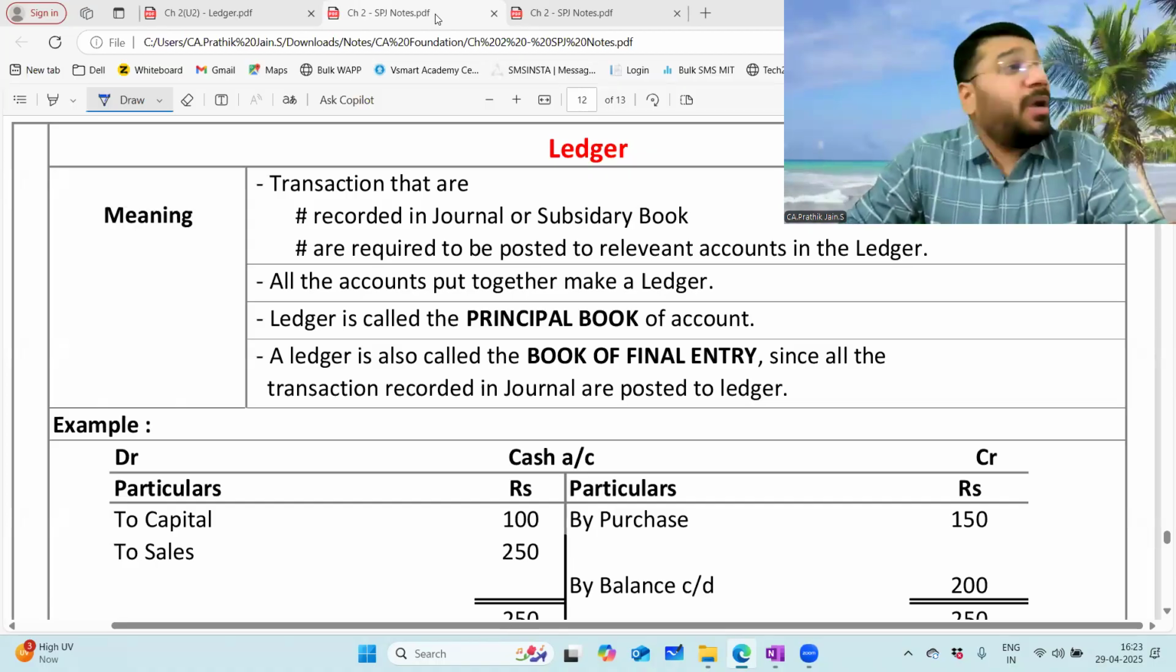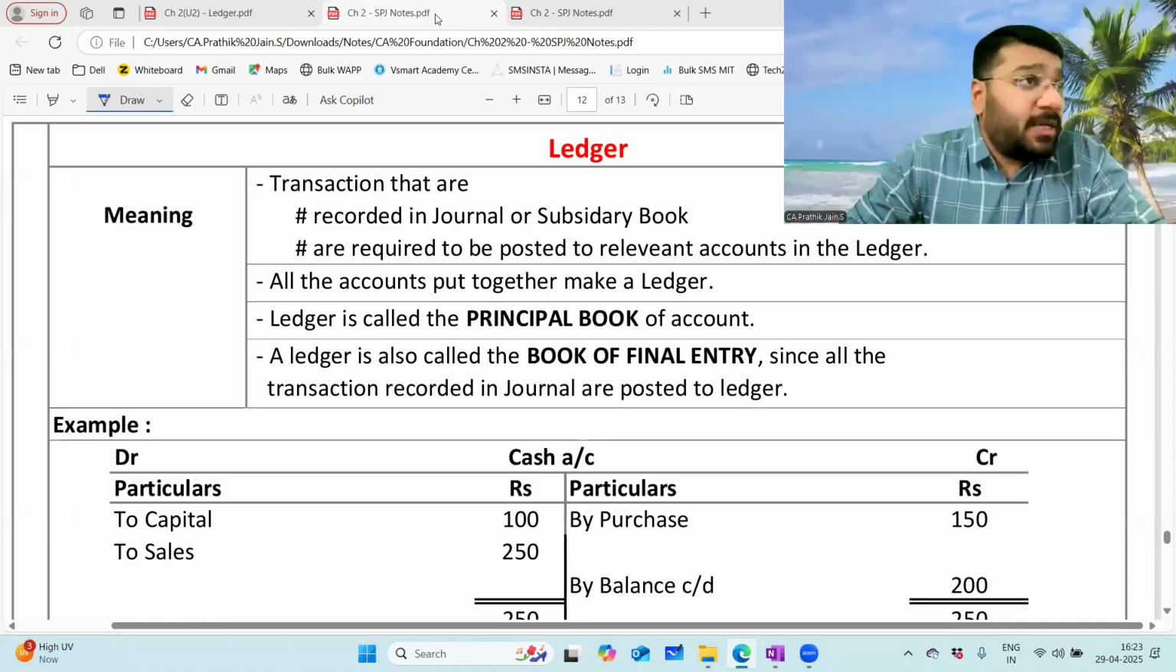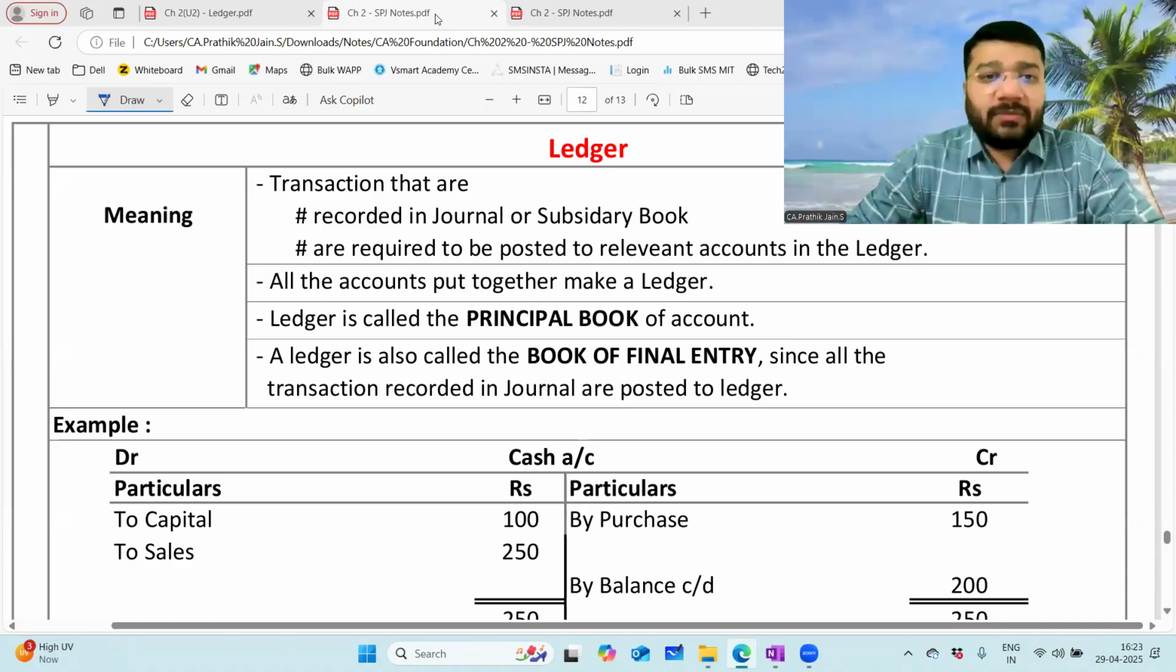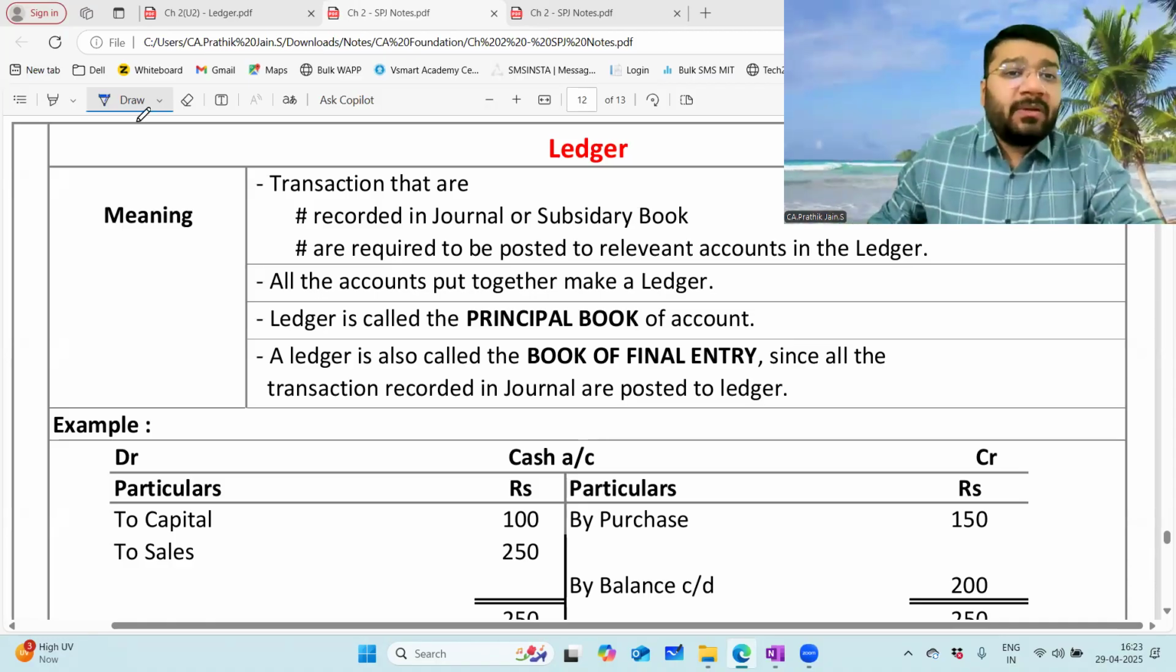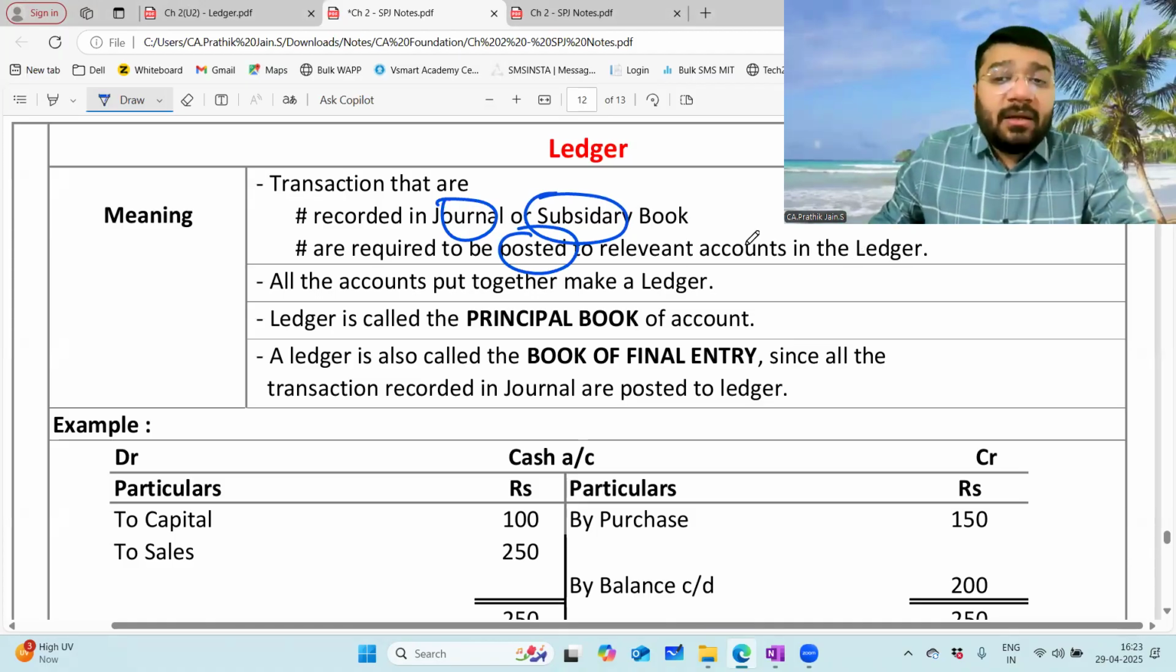So, guys, we're doing this chapter called accounting process. In the accounting process, we begin with unit number 2, in the last class, which was how to prepare the ledger accounts. So, guys, what is ledger? Transactions which are recorded in either journal or subsidiary book, you have to post them. That is, re-record them to another place called ledger accounts.